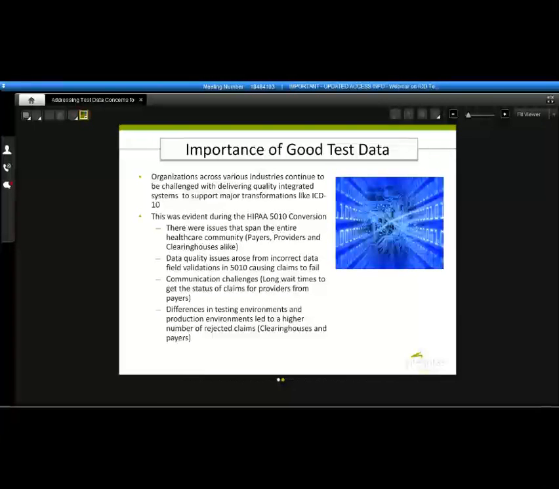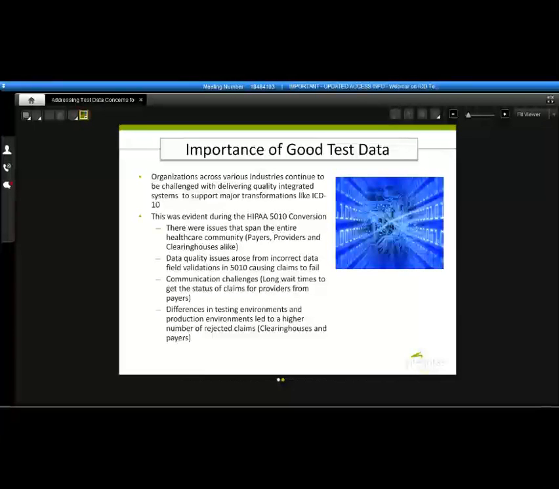And so one of the things that we want to share with you is that it was evident in the HIPAA 5010 conversion that happened last year in January that there were some things that were not probably thought about as it related to test data. We want to share some of those, and hopefully from those lessons learned, as you're in your planning phases and you begin to complete some of your assessments, we can think about what work we need to do from a test data perspective.